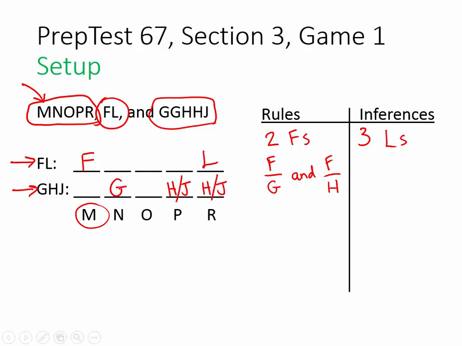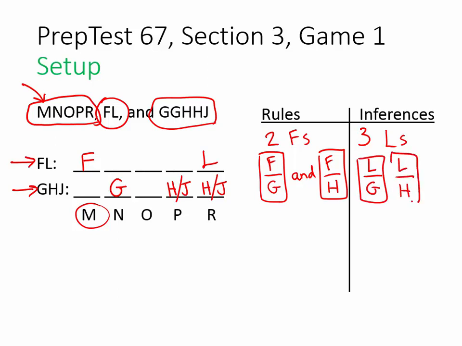So they've given us quite a bit of information for this game. As for inferences, we already know that we have an FG and an FH. We know that we have 2 Fs. So our Fs are taken care of. The remaining 3 must be Ls, and it must be 1 LG, 1 LH, and 1 LJ. So not a lot of mystery to how we're going to be completing this chart.